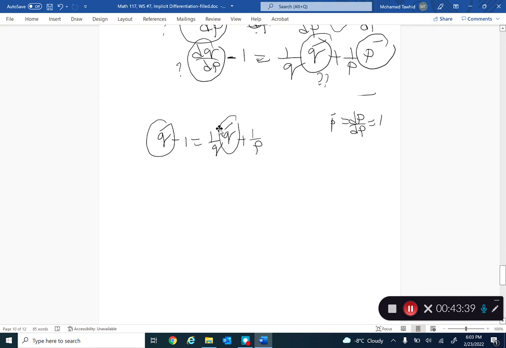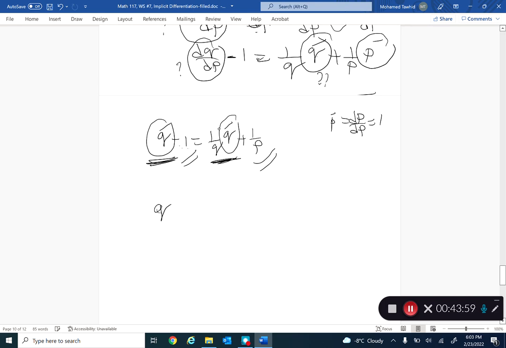Then step number 2, I collect q prime, any term that has q prime on one side, and any term that does not have it on the other. Maybe I put it in different colors. And this one, it's 1, so I collected 1 here. Minus 1 has no q prime, so I take minus 1 to the other side.